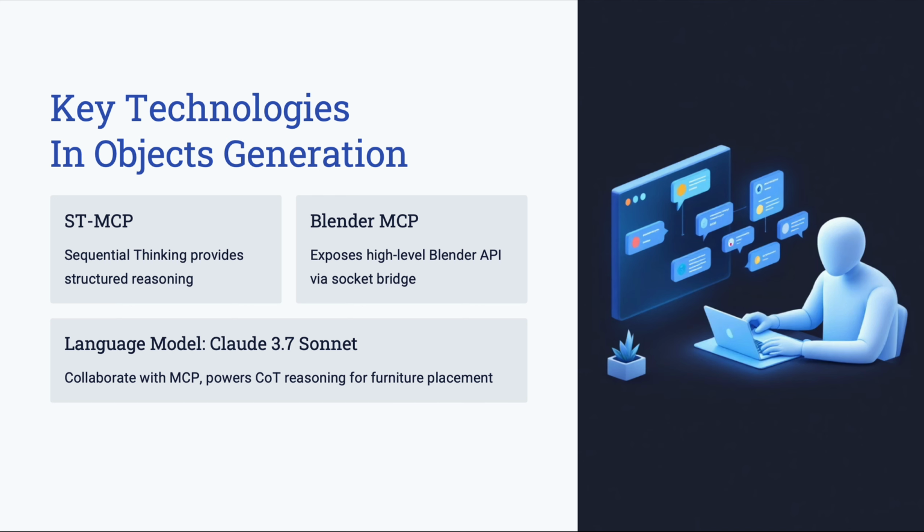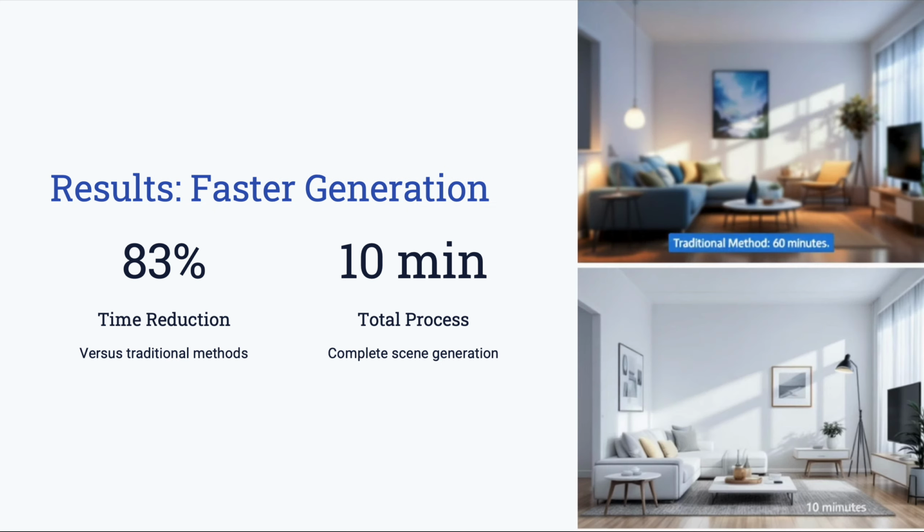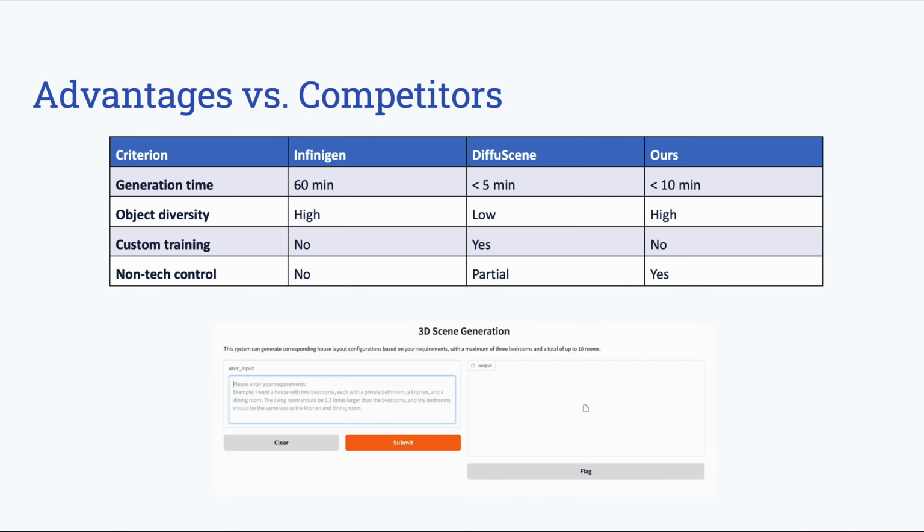visually coherent. In terms of performance, our system is able to generate a fully furnished photorealistic apartment scene in about 10 minutes. This represents an 83% reduction in generation time compared to traditional methods, without sacrificing the quality or realism of the final scene. The first demonstration clip shows how the frontend works.